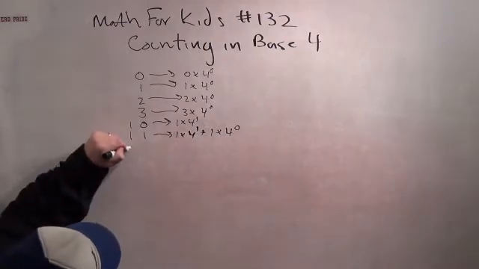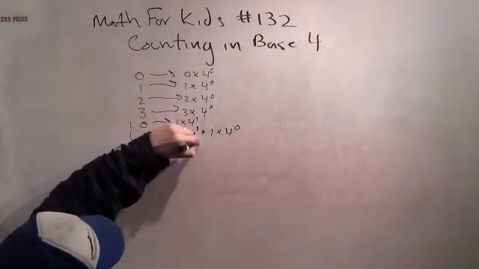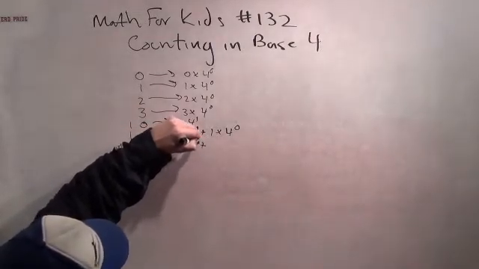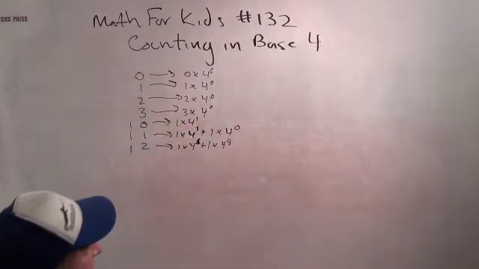And 6 is 1, 2, which is 1 times 4 to the 1 plus 2 times 4 to the 0.